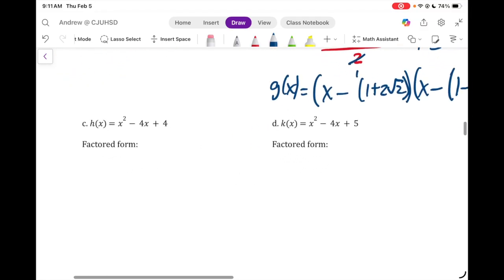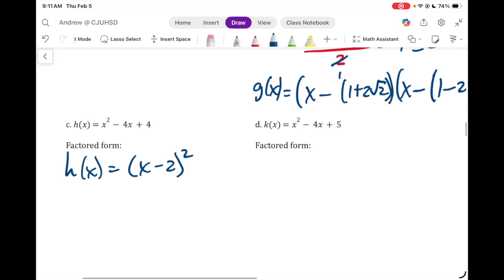See, we already did that one. That one is a perfect square. And what about D? And that's in factored form.